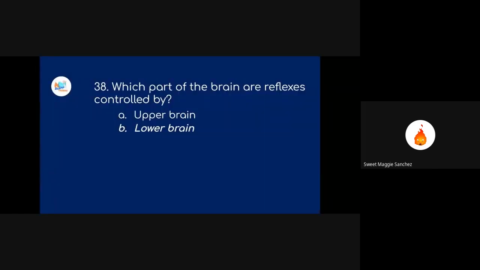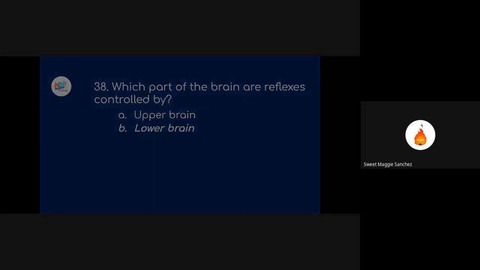Number 38. Which part of the brain are reflexes controlled by? So they're actually controlled by the lower part of the brain. The lower part of the brain are the medulla, the pons, and the midbrain. The easier way to explain lower brain is the brain stem. Yan yung lower brain. Diyan in charge yung mga reflex, di ba? So if a doctor hits your knee at meron kang reaction na nakasipa ka ng maliit, the brainstem is in charge with that.